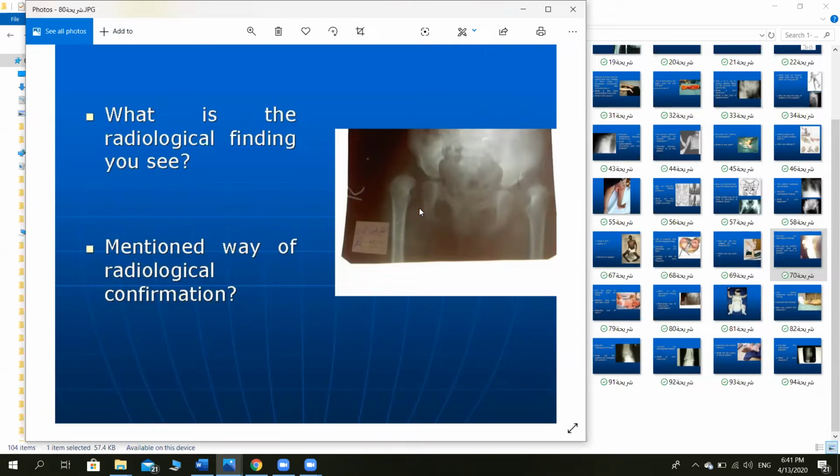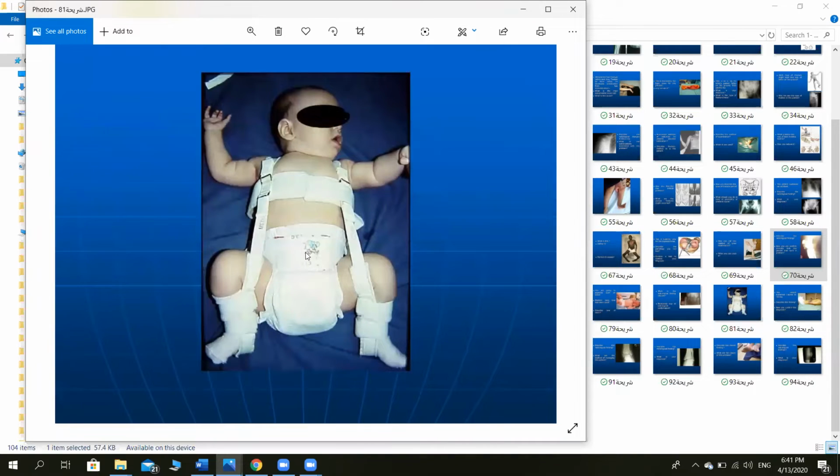The DDH should be treated early and diagnosed early. As much as we diagnose the cases early and we treat them early, the result will become better and we prevent complication of the hip joint. This is the treatment in abduction splint.